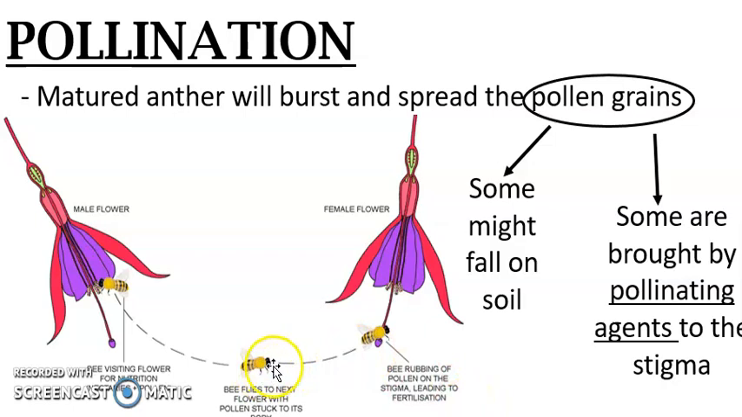So tadi kat sini lebah ni ada bunga yang melekat di badannya. The pollen stuck to its body. So seterusnya lebah ni dia akan meninggalkan biji benih ke stigma ni, jadi menyebabkan persenyawaan. Okay, menyebabkan berlakunya fertilization.